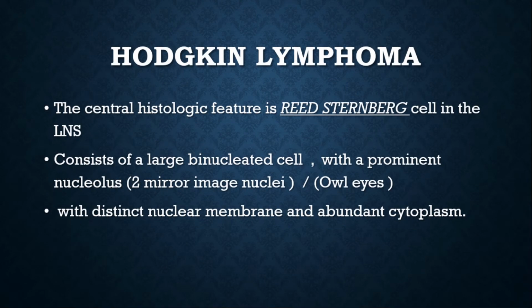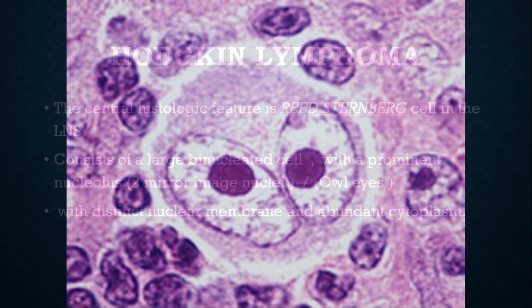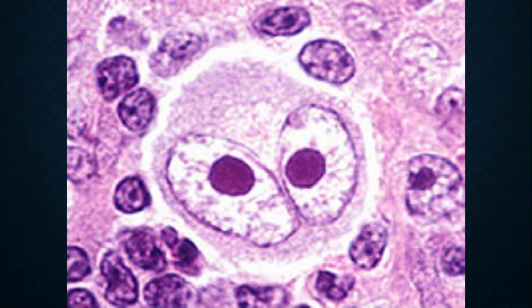The central histological feature in Hodgkin lymphoma is the Reed-Sternberg cell seen in the lymph nodes, and this cell consists of a large binucleated cell with a prominent nucleolus. The shape of the cell resembles owl eyes, or two mirror image nuclei. The cell has a distinct nuclear membrane and abundant cytoplasm. In this slide, you can see this binucleated cell with prominent nucleoli.